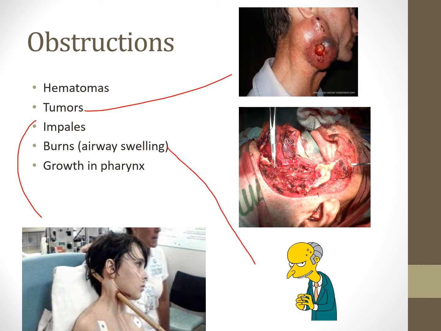But when we're looking at airway swelling, a burn victim, or any growths in the pharynx, anything like that can really make it hard for an intubator. If you're looking at babies, laryngeal webs, things like that can all be very difficult for a lot of babies or for a lot of adults when we're looking at these different types of situations.